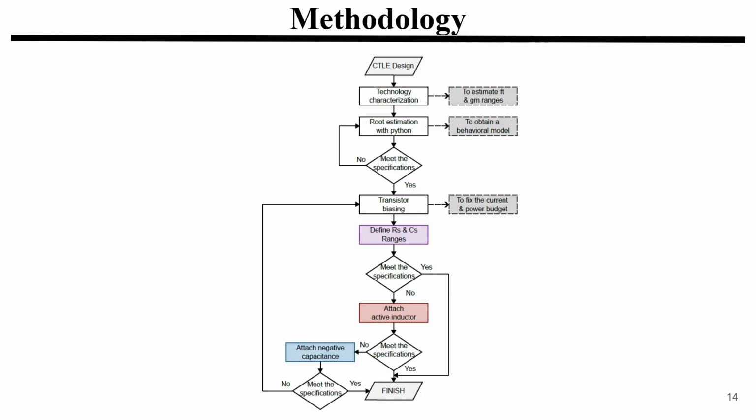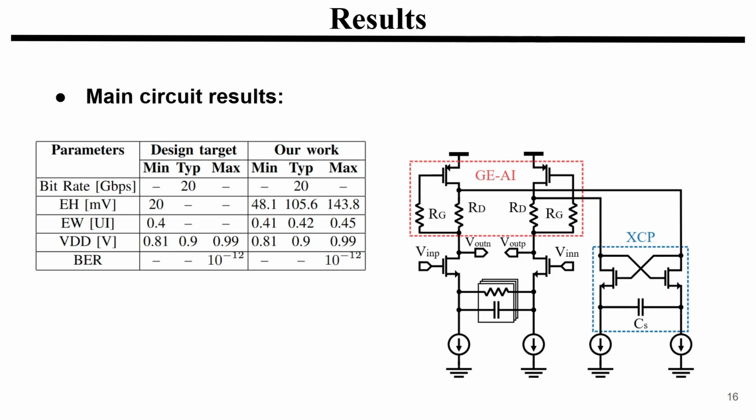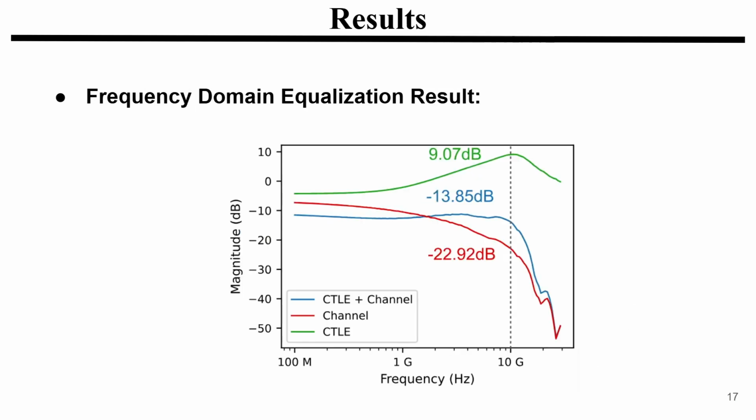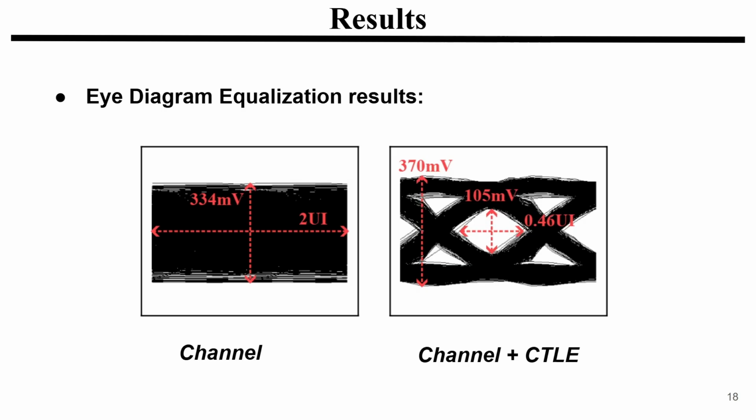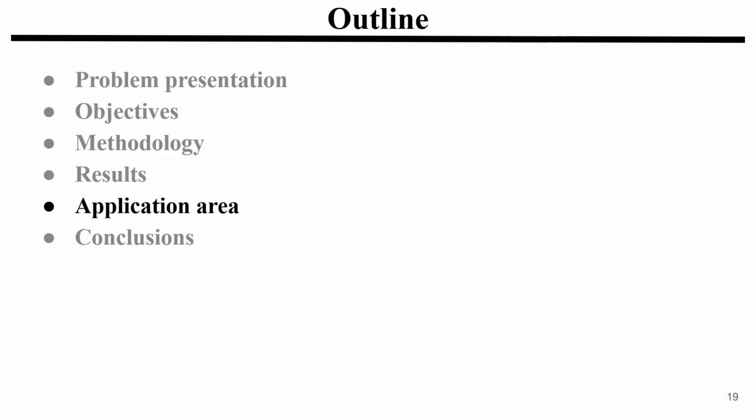Having that, we started to use all the estimations that we did to get all the properties of the transistors to get the best equalizing results possible. We can see on screen that we got the results we described as the specifications at the beginning, and we also propose this architecture in circuit. As for the frequency domain result, we can see that we get a blind response for the CTLE plus channel, and we also get to open the eye as much as we need to meet the specifications.